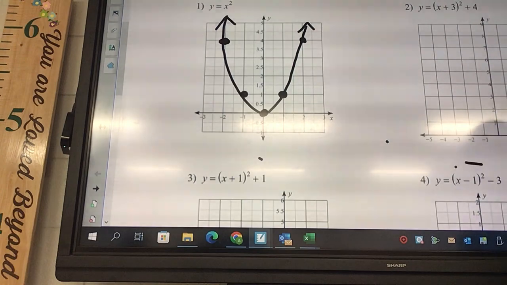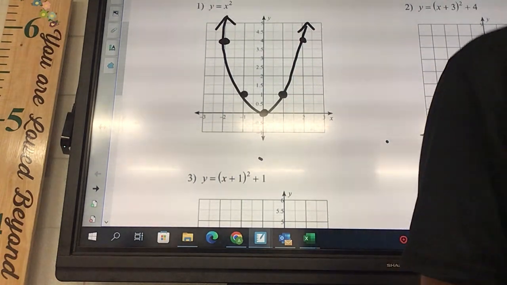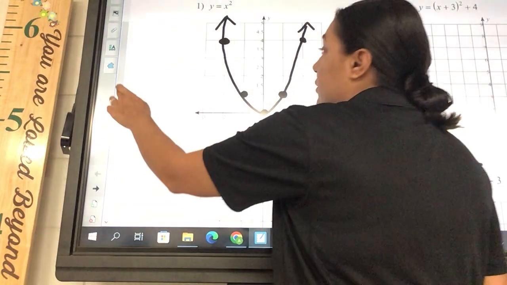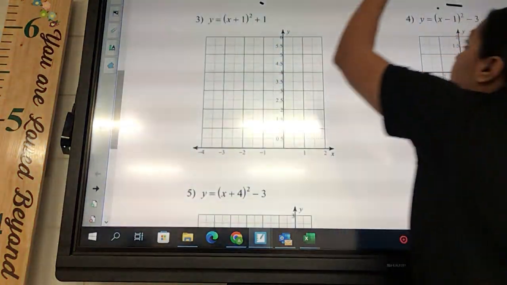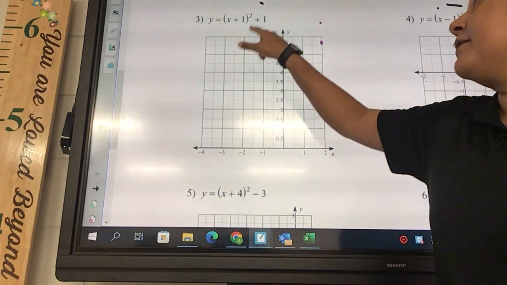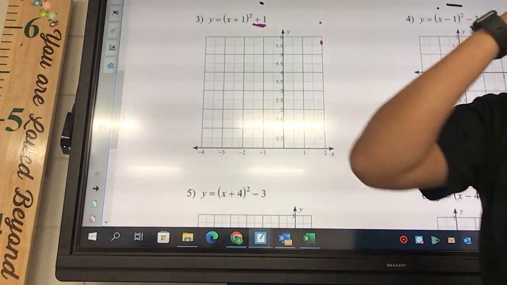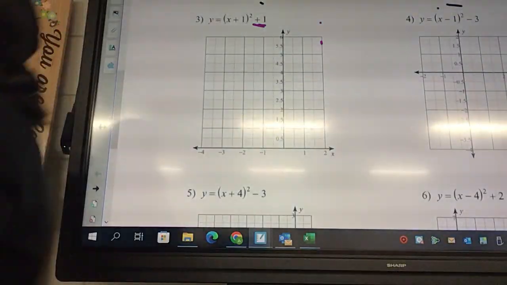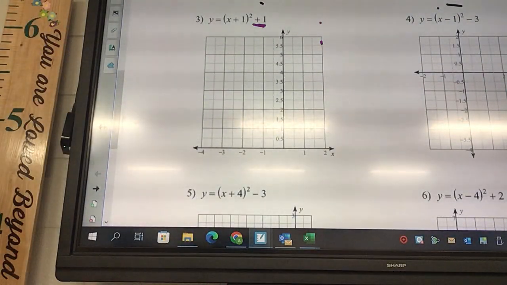Now, look at number three. I want you to take your pencil and put it on 0, 0. Do not make a dot, just put your pencil there, on the lead part, because you're gonna end up making dots. Now, when we do these, we work from the back to the front. So we do the outside part first. Is that a plus or a minus? It is a plus. What does a plus do on the outside? It goes up one unit because there's a one here.